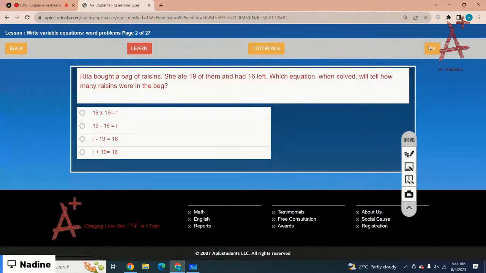Very good. That would be R minus 19 because the total raisins were R. She ate 19 of them, so that would be R minus 19. And after eating 19, she's left with 16. So it would be R minus 19 equals 16. Option number 3 is the correct option. Very good.